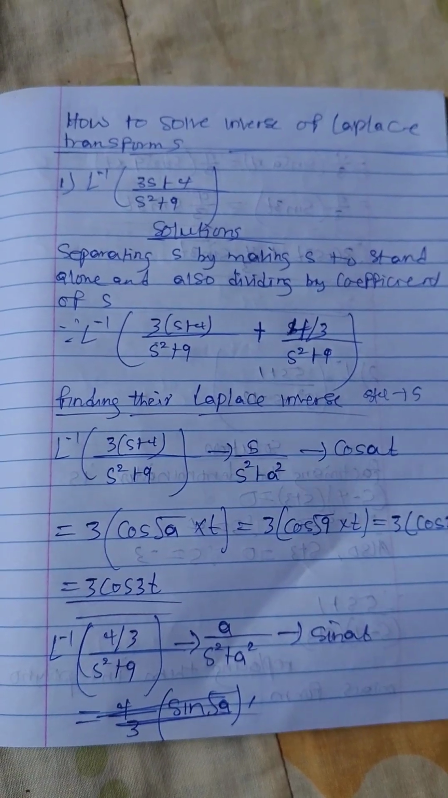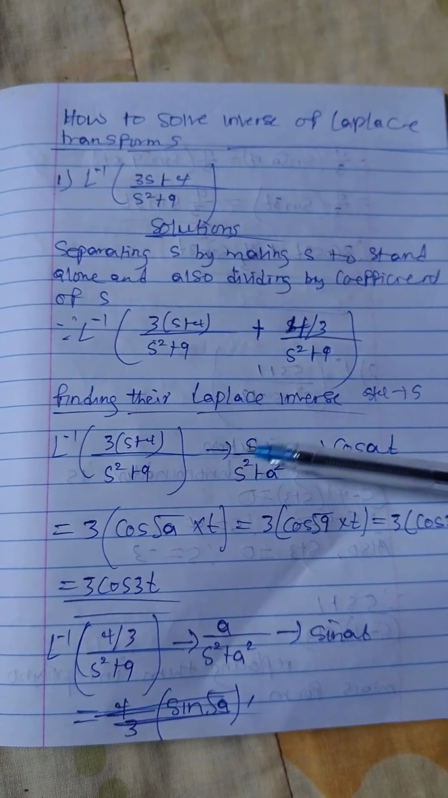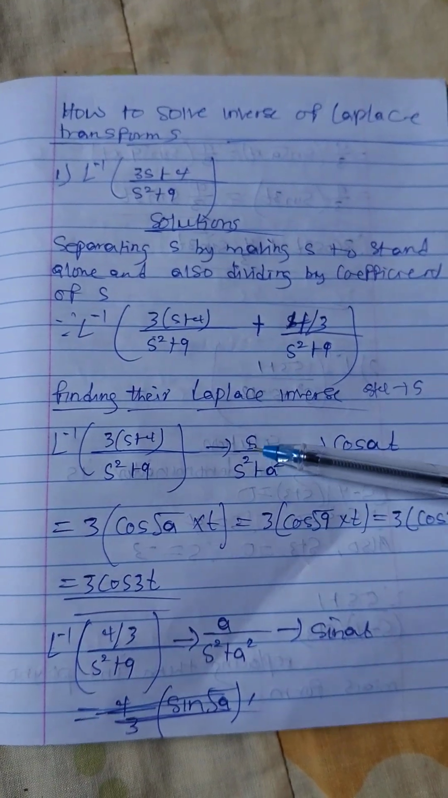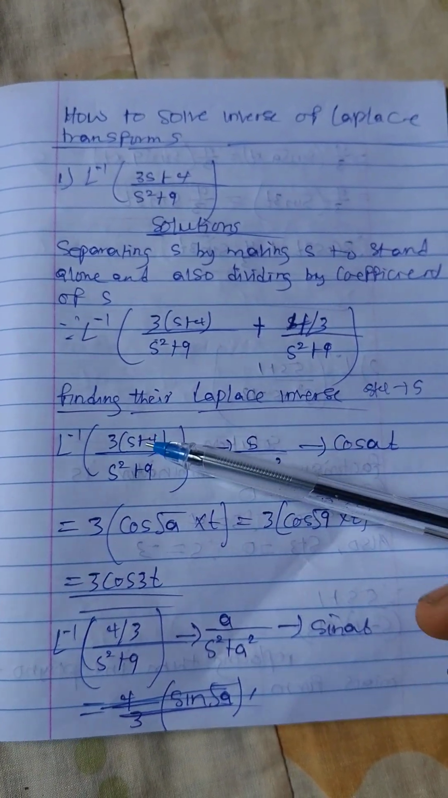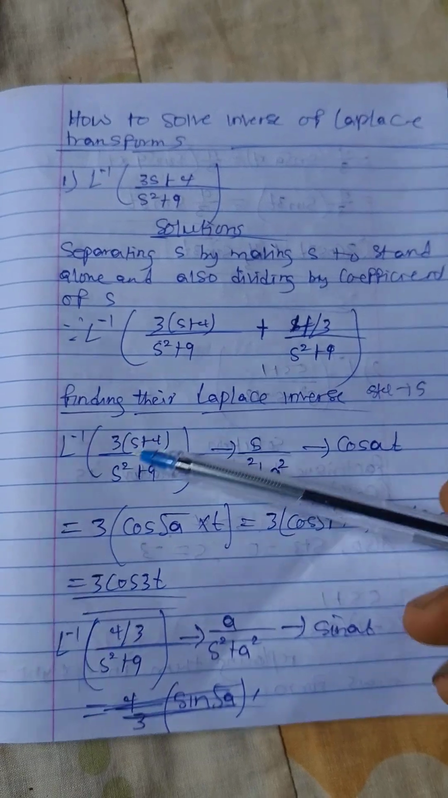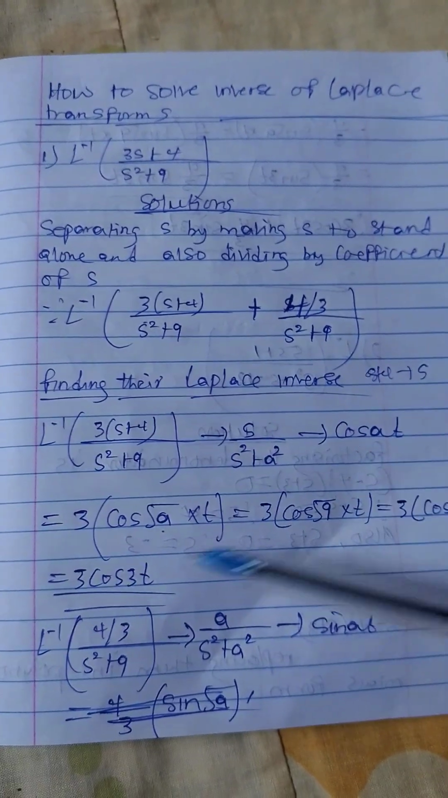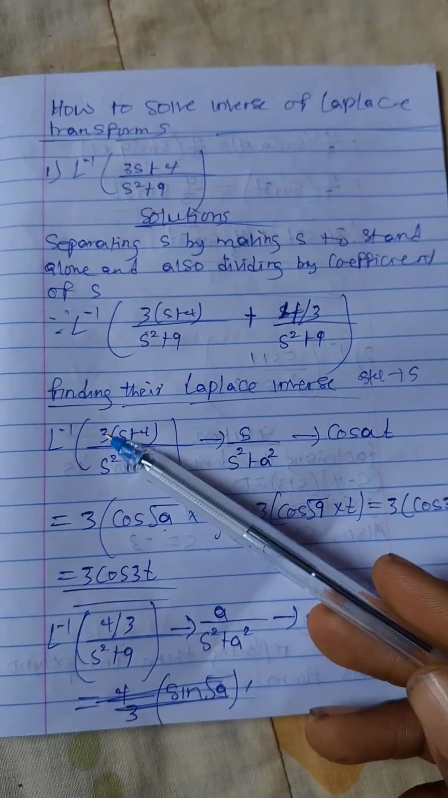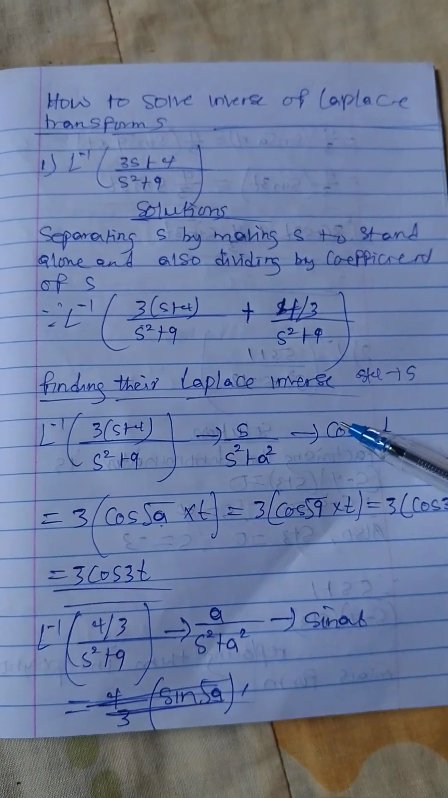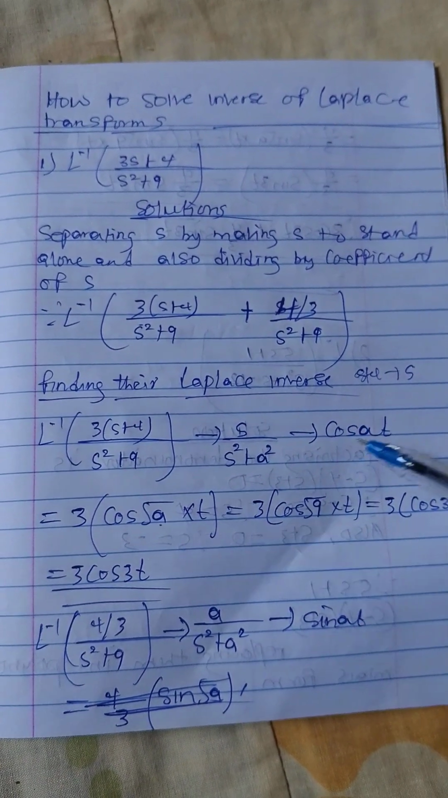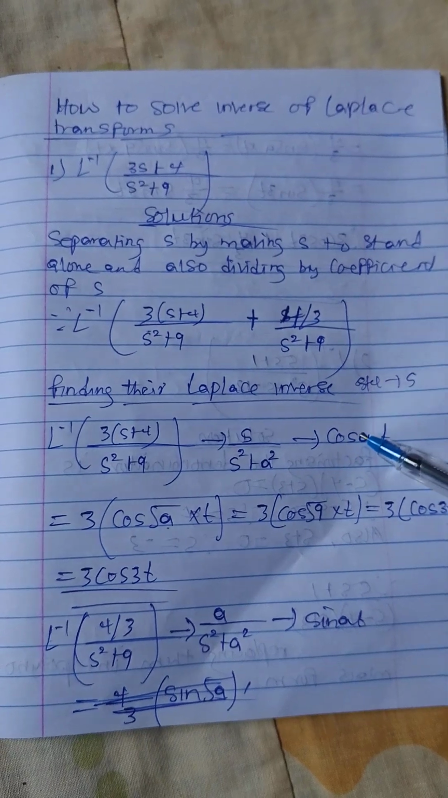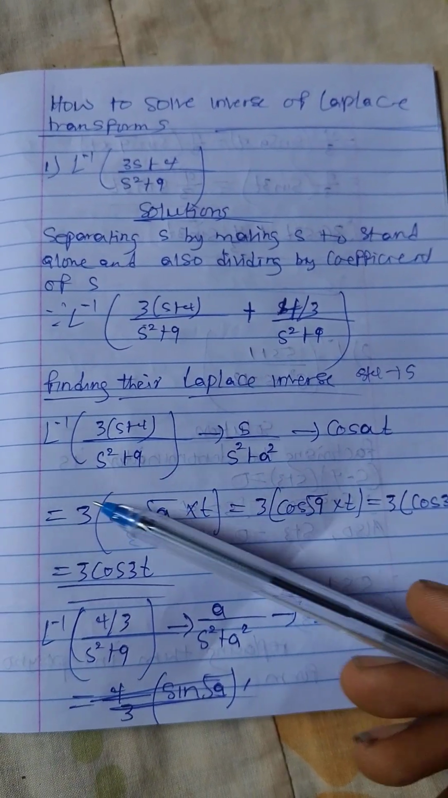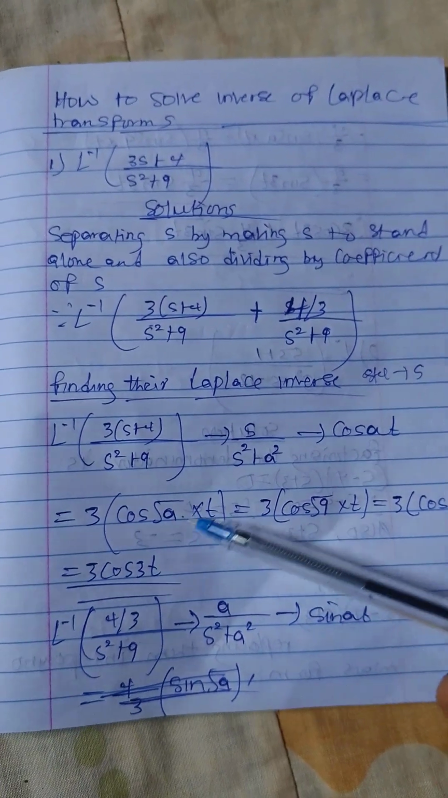So I know that the cos at function is in the form of s over s squared plus a squared, where this x here is x single. So let's solve this. It becomes 3, you know that everything here is being multiplied by 3. So 3 bracket cos. For you to find a, I have to find the square root of a. So that is 3 bracket cos square root of a times t.